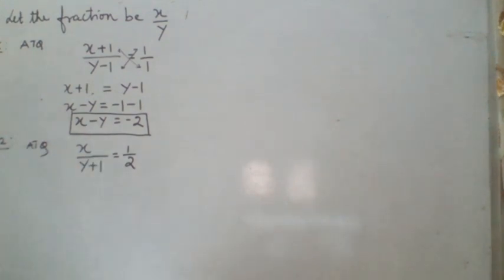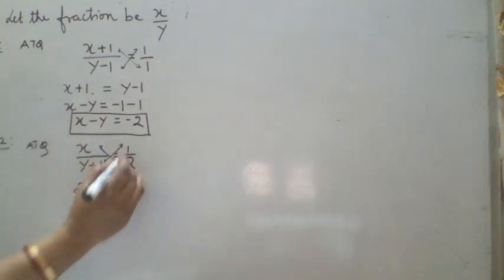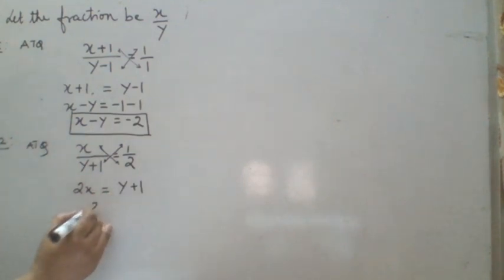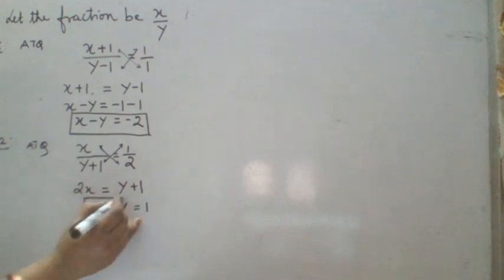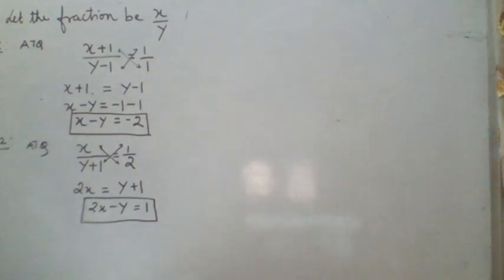Again we will do cross multiplication. If we do cross multiplication, 2 into x gives you 2x, and y plus 1 into 1 gives you y plus 1. So you get 2x minus y equal to 1. So these are the two linear equations you have got. This is 2x minus y equal to 1.